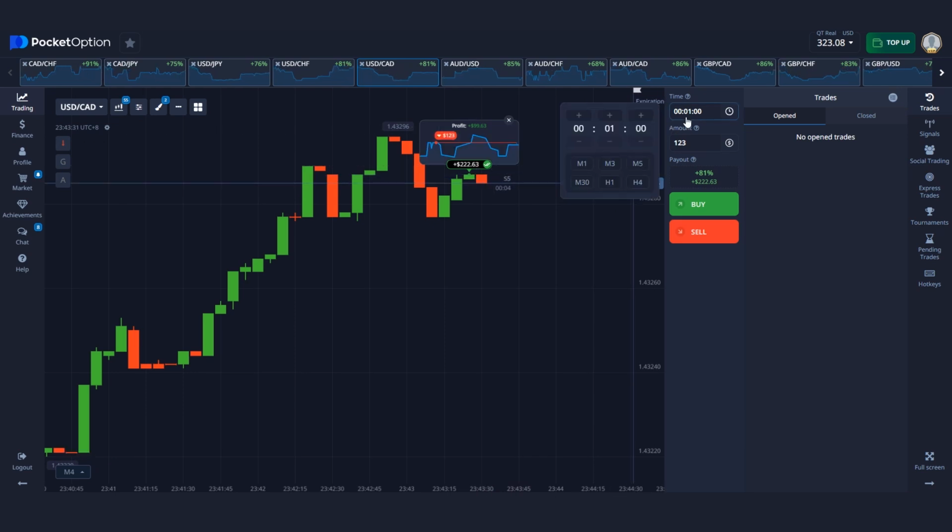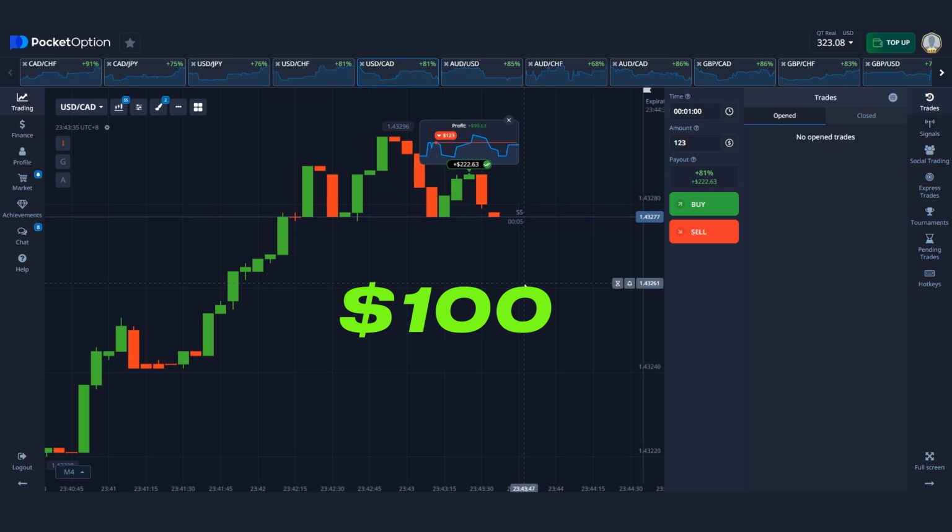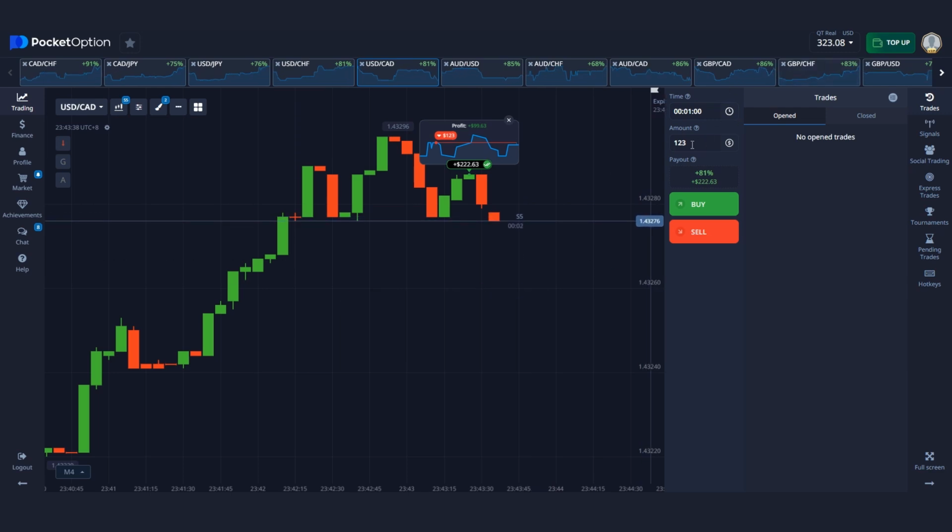It's better to use the best entry points, $323. This trade brought me $100 to my balance, and for the next trade, I'll open it for $223 accordingly. I'm not going to risk my main deposit.